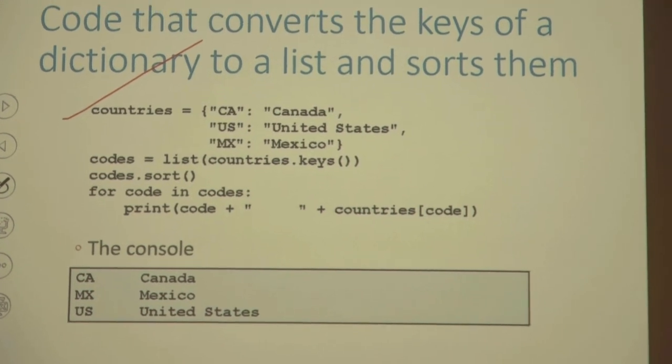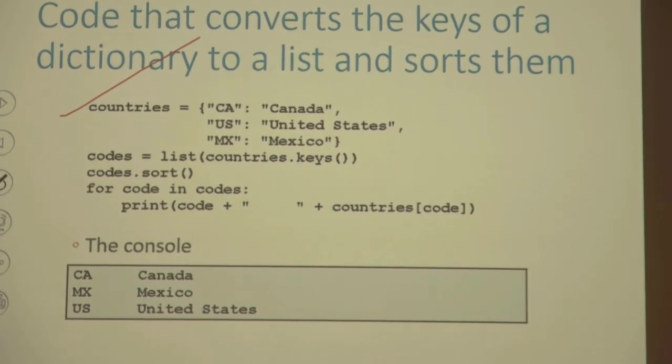A dictionary. It's a dictionary, so it has a key and a value. When you convert it to a list, how will it look? A list of lists, right? So in here, CA for Canada, US for United States, MX for Mexico. So codes list, now I'm converting to a list, and the input is the dictionary, all right?